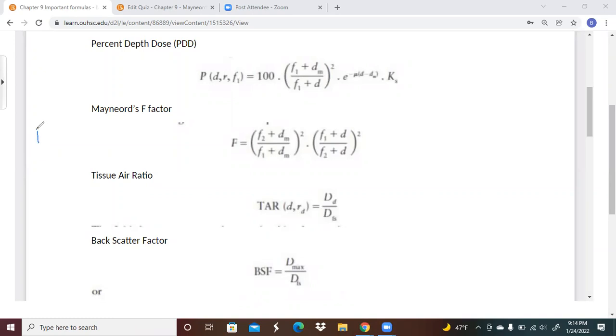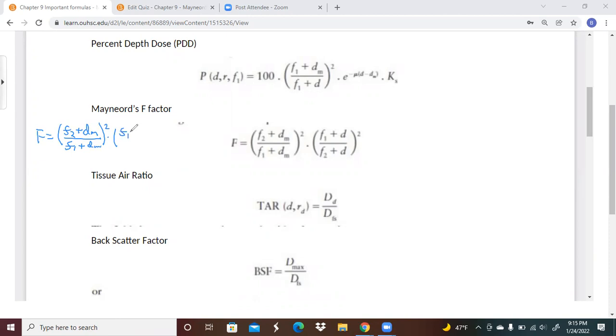So I'm going to put down F for the Mayneord F factor is going to be equal to the SSD that we're moving to, plus the D max for the energy, divided by the original SSD plus the D max for the energy. I'm going to square that.